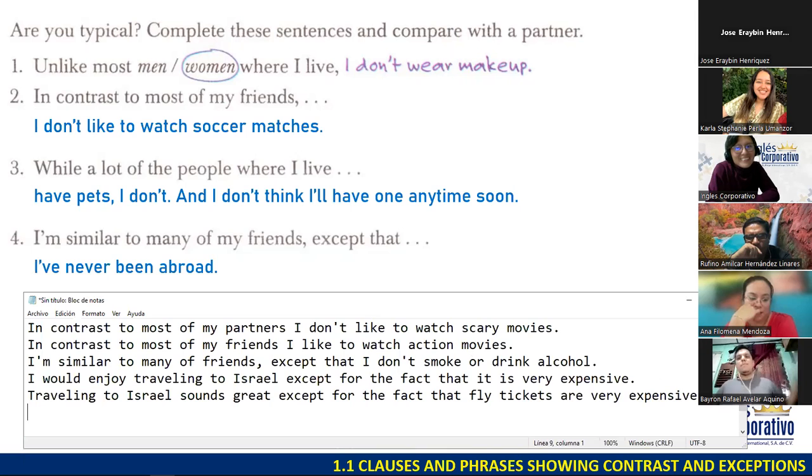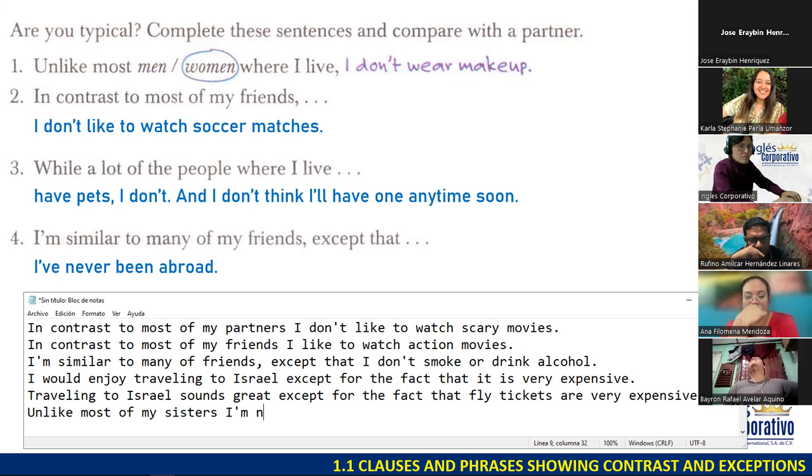Hi, teacher. My sentence is, unlike most of sisters. Unlike most? Of sister or family sisters. I'm not interested in wearing my sister's clothes. Ah, okay. I'm not interested in wearing my sister's clothes.